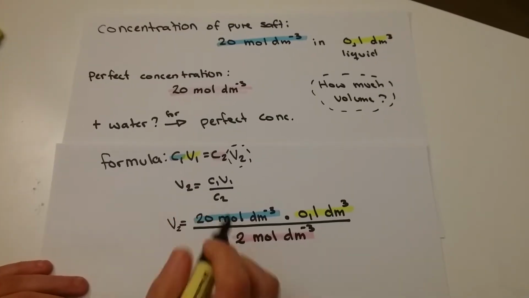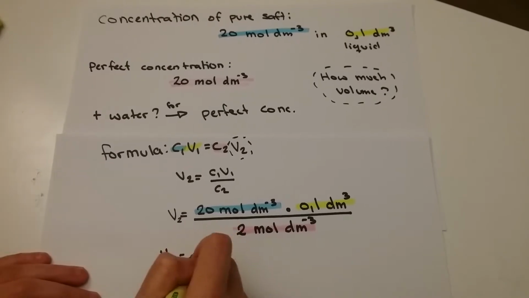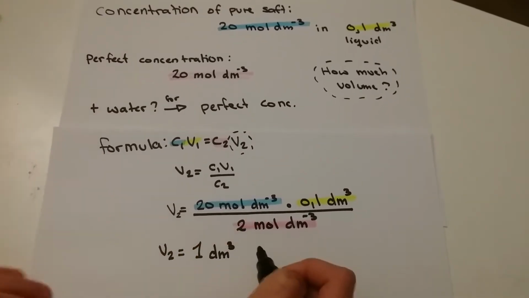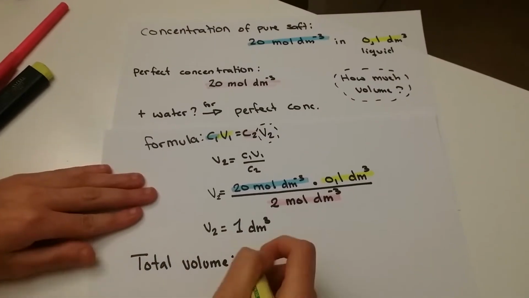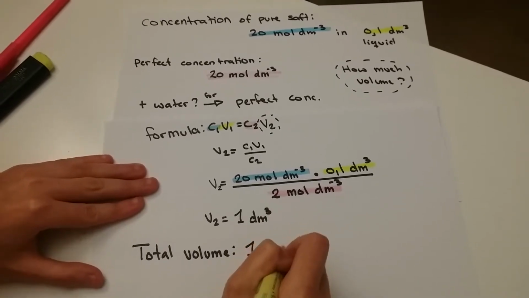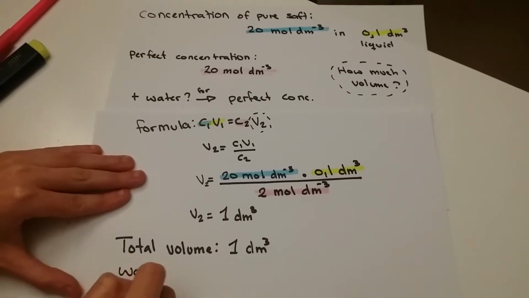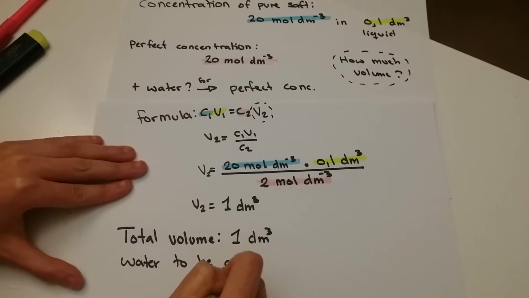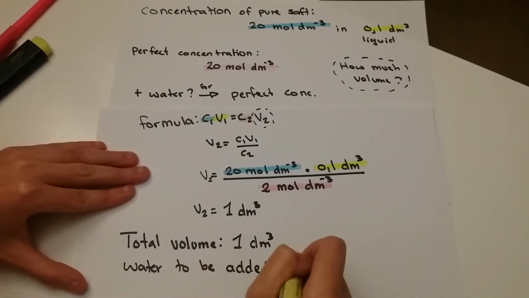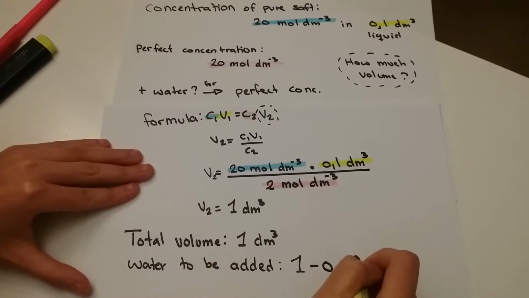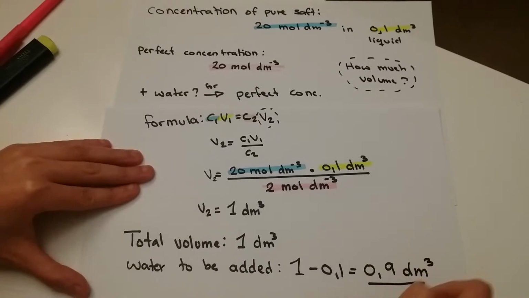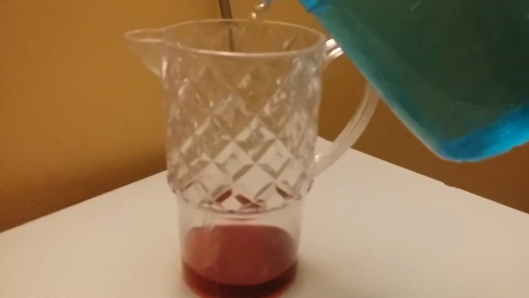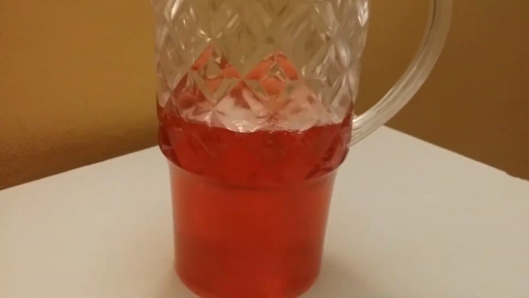This is the volume of the second solution, which is both water and the pure saft. We only want to know how much water needs to be added, not water and pure saft. We then subtract 0.1 decimeter cubed, which is the saft solution, from 1 decimeter cubed, giving us 0.9 decimeter cubed, which is how much water in total needs to be added to make the perfect saft. Simply add 0.9 decimeter cubed of water to make your perfect saft.